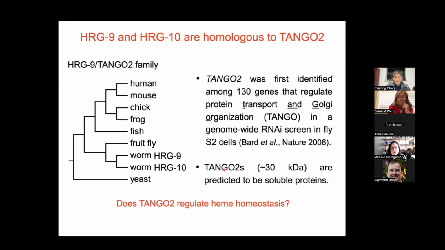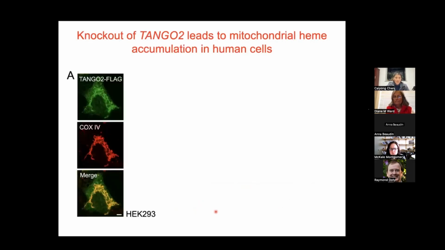So HLG9, HLG10, and Tango2 are all predicted to be soluble proteins without transmembrane regions. Since in C. elegans, HLG9 and HLG10 regulate heme homeostasis, we asked whether these Tango2 proteins also regulate heme homeostasis. So immunofluorescence assays showed that human Tango2 protein mainly localizes to the cytoplasm and mitochondria. Mitochondria is the heme synthesis site.